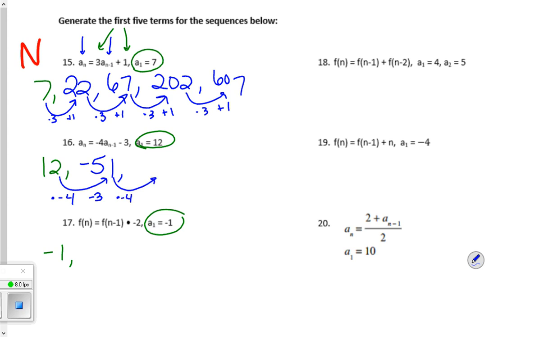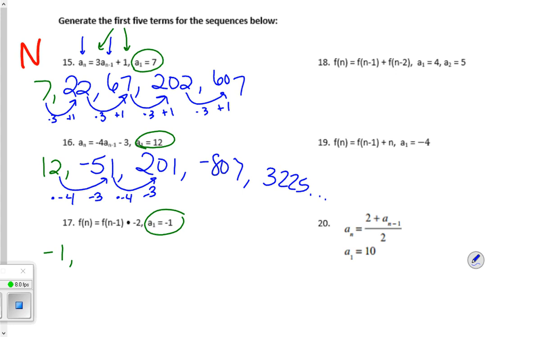Times -4, then subtract 3. Again, I am getting out a calculator to save time. -51 times -4 minus 3 gives us 201. Okay, then again, that number times -4, subtract 3, -807. Times -4, subtract 3, 3,225. Okay.